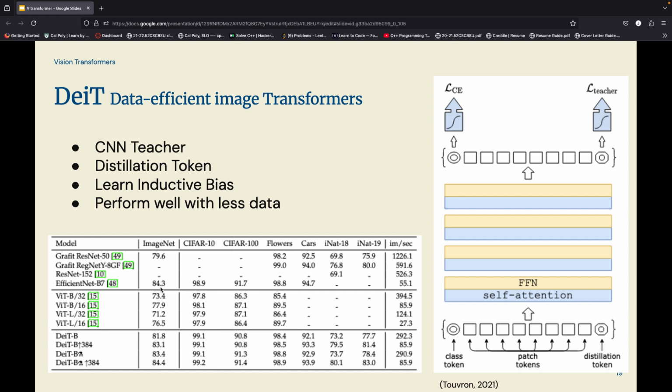As you can see from the table, with the regular size ImageNet, the accuracy was on par with state-of-the-art convolutional neural network teachers that it was taught from, and performed almost 10% more than the regular ViT. And that is what a DEIT model is.